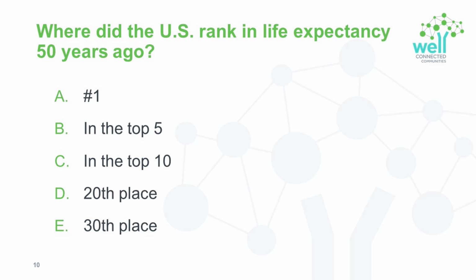Next, let's consider where the U.S. ranked in life expectancy around 50 years ago. Do you think the U.S. ranked number 1, in the top 5, in the top 10? Do you think we ranked 20th place? Or the last answer option, 30th place? The answer is B, in the top 5.